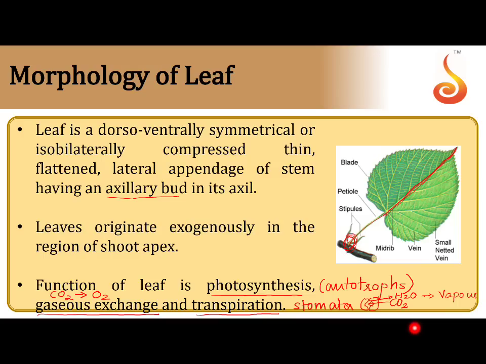Leaves are generally compressed, isobilaterally symmetrical, which is an extension or a modification of the stem from its axis. Here you see axillary bud formation. These are exogenous growth. The main important functions are photosynthesis, gaseous exchange and transpiration.